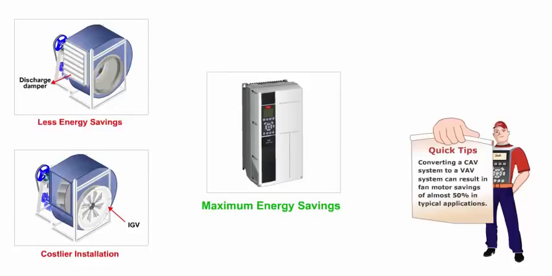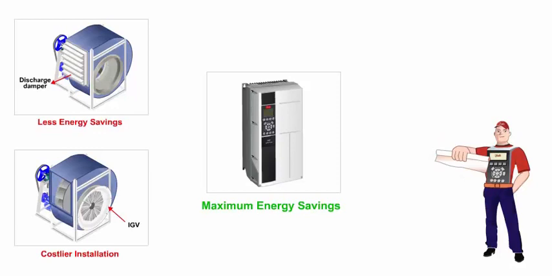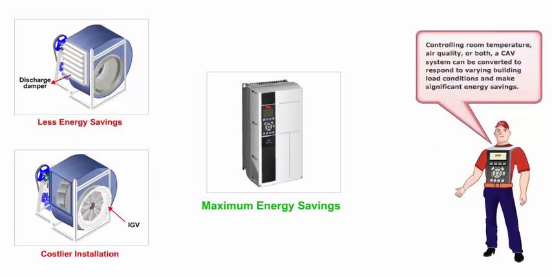Converting a constant air volume system to a variable air volume system can result in fan motor savings of almost 50% in typical applications. Controlling room temperature, air quality, or both, a constant air volume system can be converted to respond to varying building load conditions and make significant energy savings.